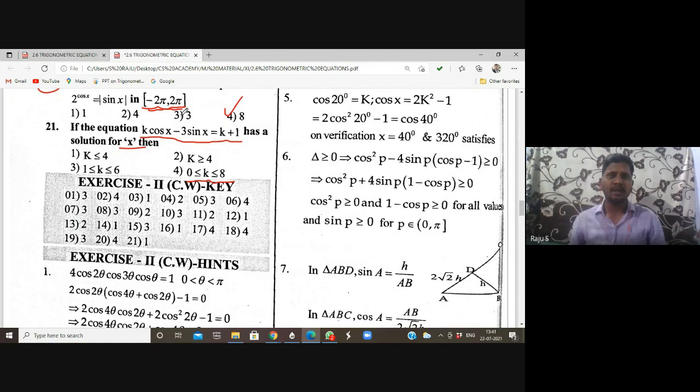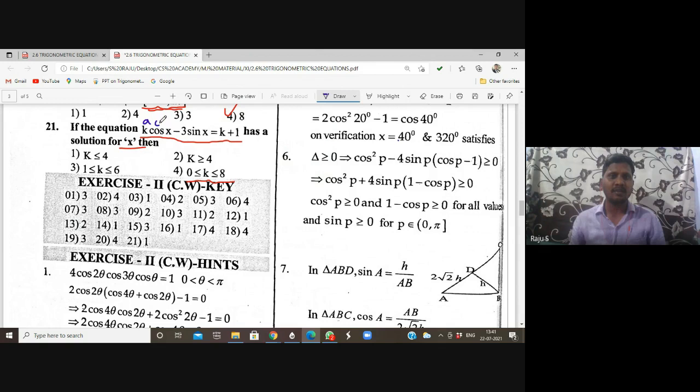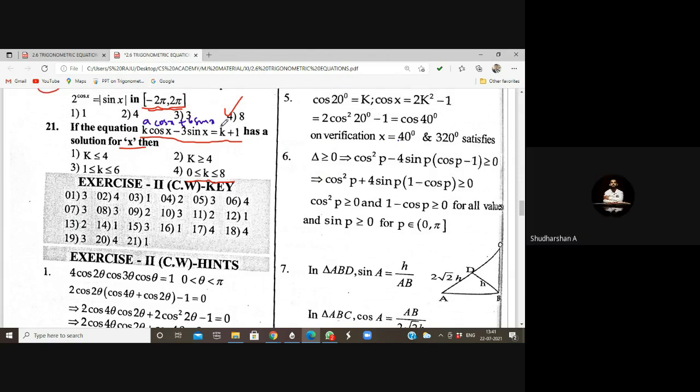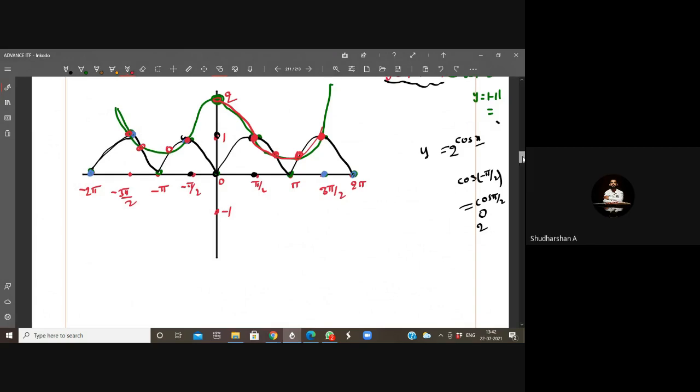See the LHS. What about the LHS? It is in the form of a cos x plus b sin x. So what shall we do here? Whenever it is in the form of a sin x plus b cos x, we use the extreme values. So we have to take the constant. If I take k plus 1 to the left side, it becomes minus k minus 1.